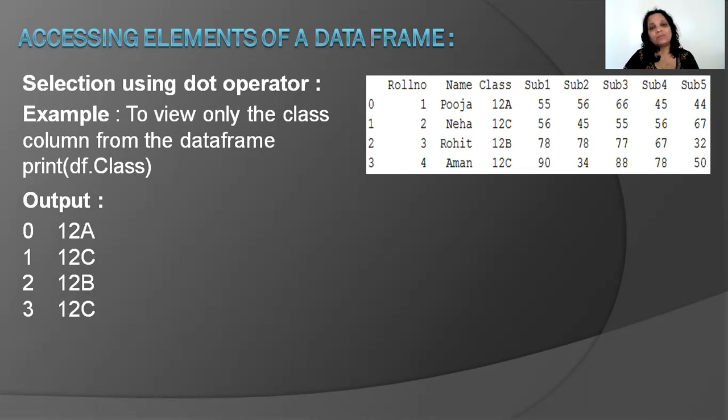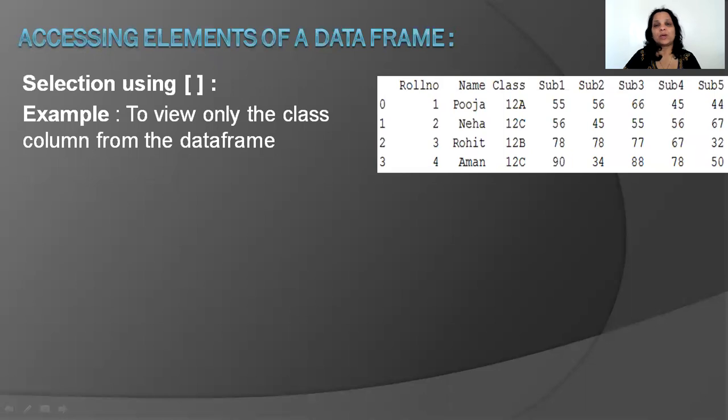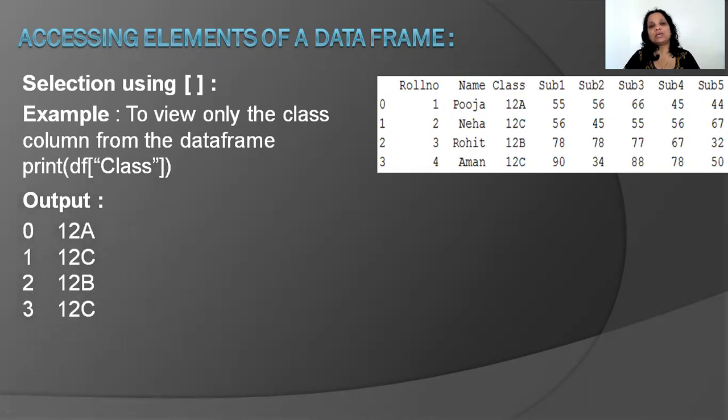Now this was using the dot operator. I could do the same thing using the square brackets as well. Again the question is the same: I want to view the class column of the data frame. So here we write df, and in square brackets the name of the column that you wish to see. The name of the column is class, and again you see the output is the same. Then what is the difference? Now listen to the difference carefully.